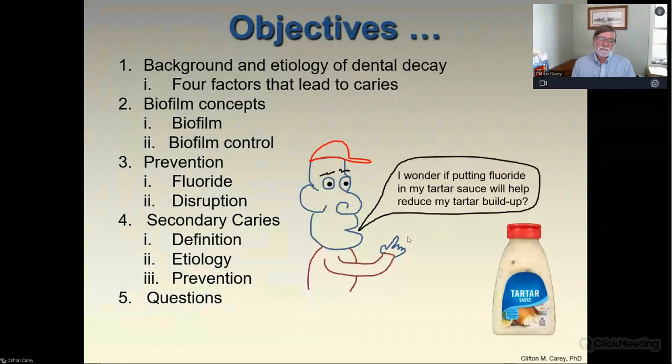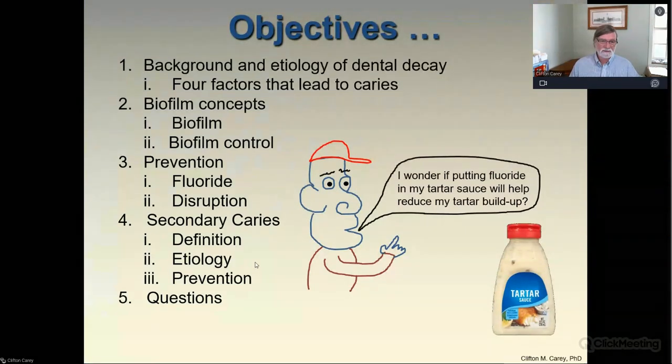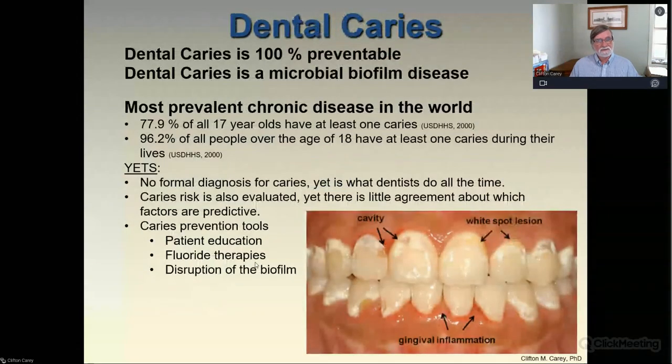And then some of the prevention for white spot lesions, which includes a little bit about fluoride and this disruption of biofilm. Then we'll get into secondary caries. After this portion of my presentation, we will then talk about some of the research that I've done on these topics, just as focused for today's work.